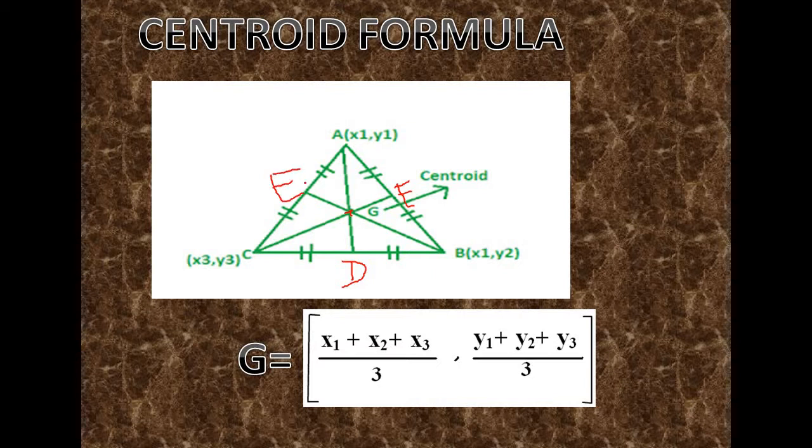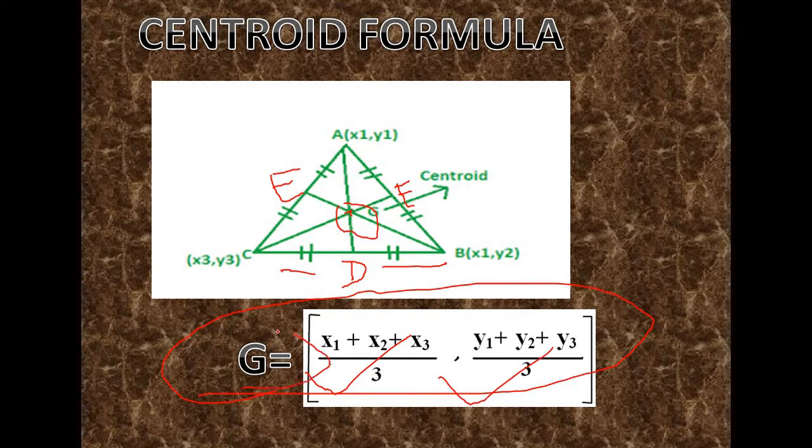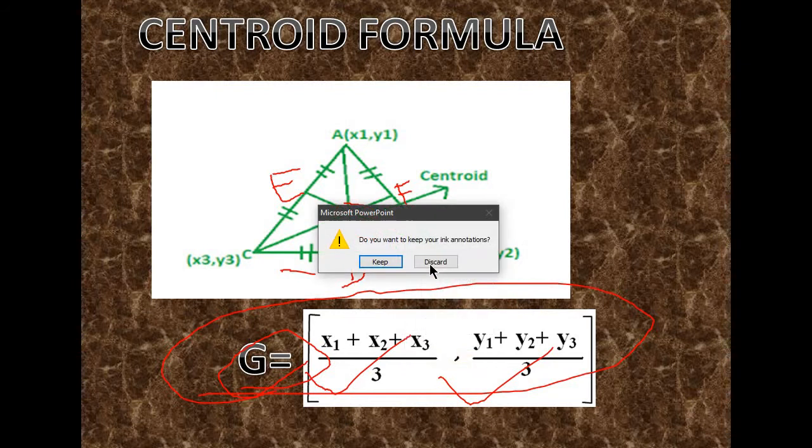No need to explain what a median does. It bisects the opposite side. It is bisecting here also. If all these are the medians and this is my centroid point, then what is the coordinate of this? This is the coordinate here. See, this is for x, this is for y. So this is the coordinate of this point G. So today our discussion is based on this only.